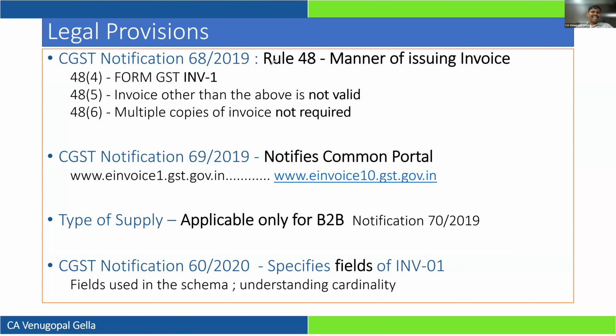We know Rule 46 is the tax invoice, contents of an invoice. Rule 48 is the manner in which the invoice has to be issued to the customer, wherein it says original to the buyer, duplicate to the transporter, triplicate to yourself. This rule is now saying if e-invoice is applicable to you, you have to issue Form GST INV-1. And if you are issuing any document other than this, it is not a valid document. They have also said that multiple copies, original, duplicate, triplicate, are not required after the e-invoice coming in.